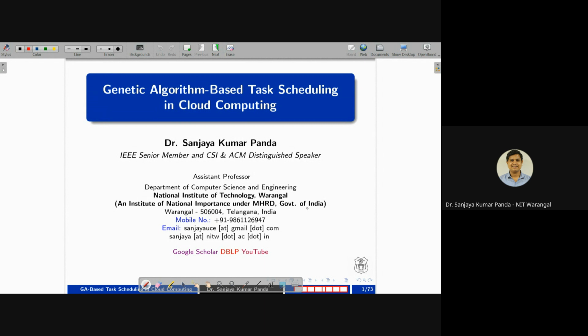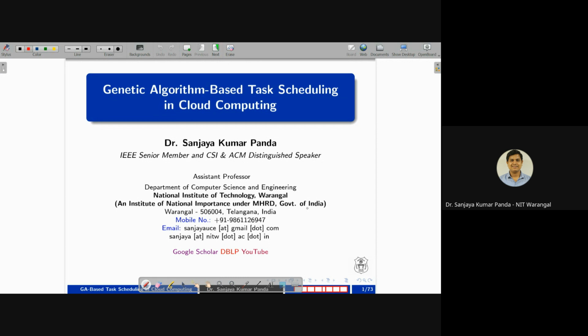So let us start this first session in which we are going to discuss the genetic algorithm. I'll tell you about the basics of the genetic algorithm. Then we'll go to the cloud computing problem. Basically, I'll tell you about one of the very popular problems in cloud computing, that is called the task scheduling problem. So we'll see how a genetic algorithm can be applied to solve the task scheduling problem.